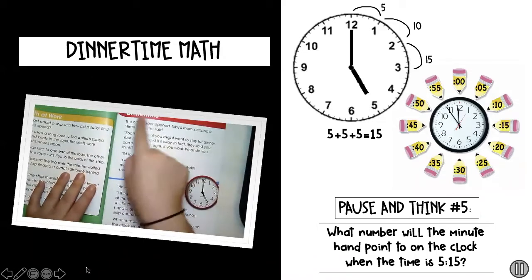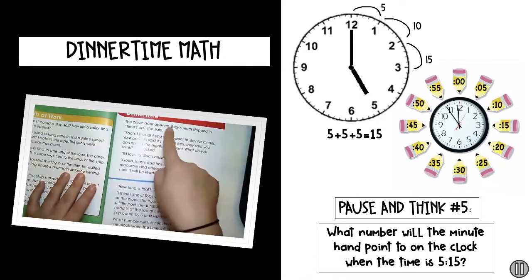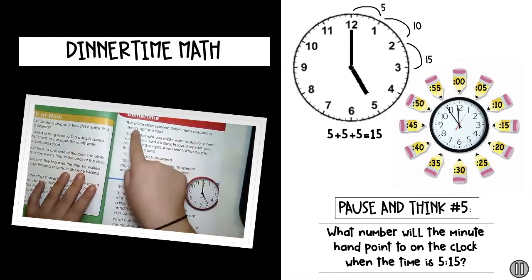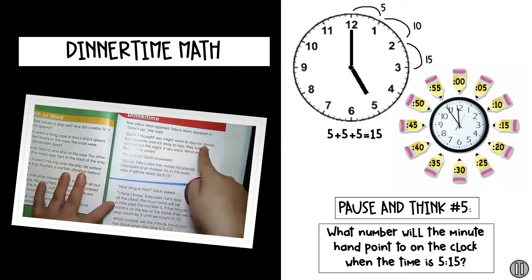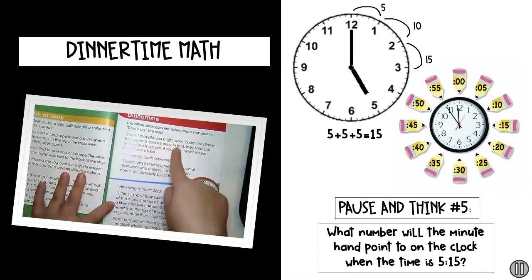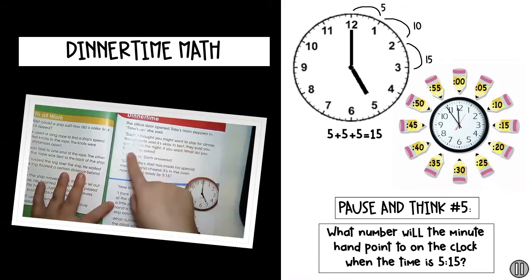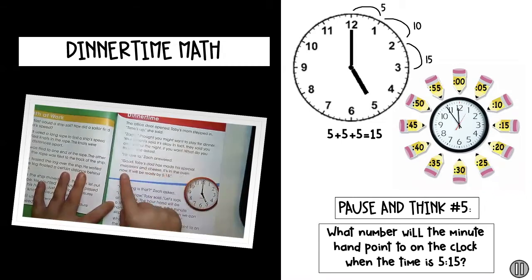Dinner time. The office door opened. Toby's mom stepped in. Time's up, she said. Zach, I thought you might want to stay for dinner. Your parents said it's okay. In fact, they said you could spend the night if you want. What do you think? She asked. I'd love to, Zach answered. Good. Toby's dad has made a special macaroni and cheese. It's in the oven now. It will be ready for 5:15.